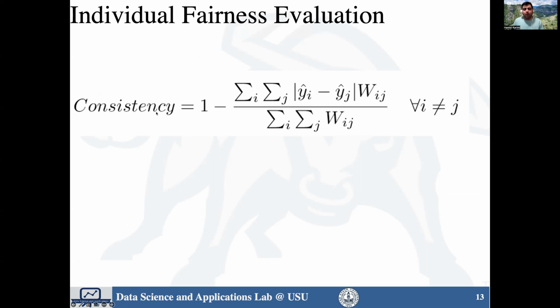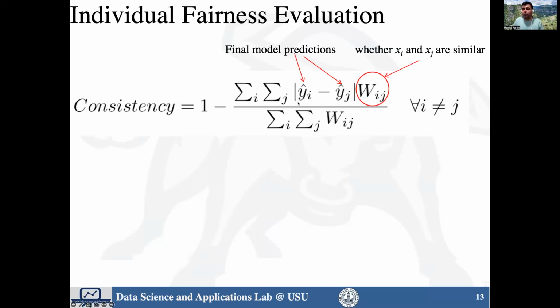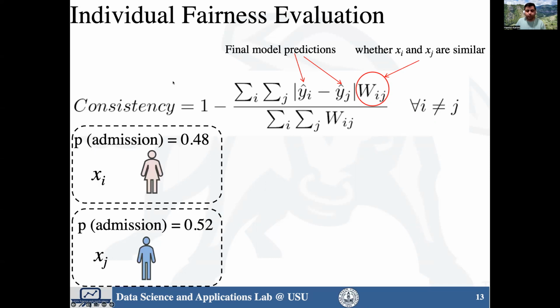This metric is called consistency, which you can see here, 1 minus this formulation here. So Wij, for two individuals i and j, if they are similar, is 1, otherwise it is 0. And these are the difference between the prediction for these two individuals, absolute distance. These are the final model predictions. So if the product of these two is 0, then the consistency is high. If the product is other than 0, which is 1, the consistency will diminish.